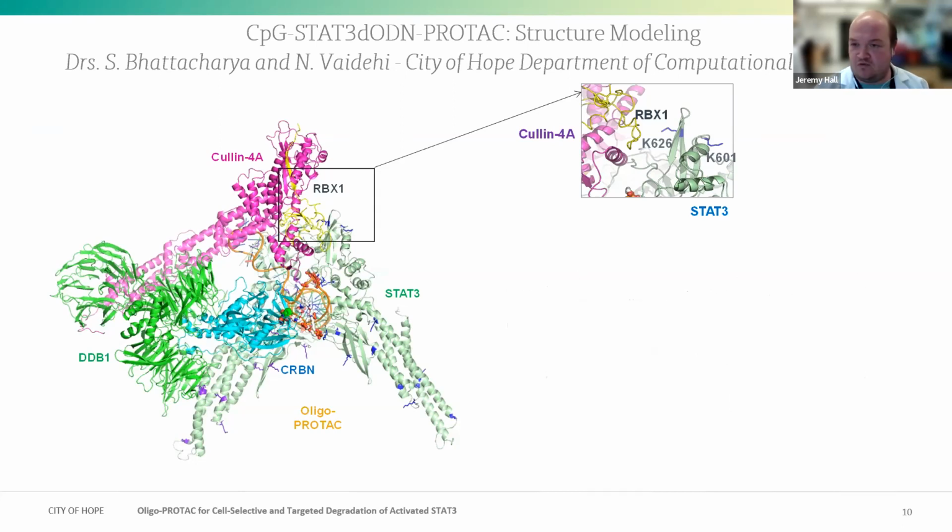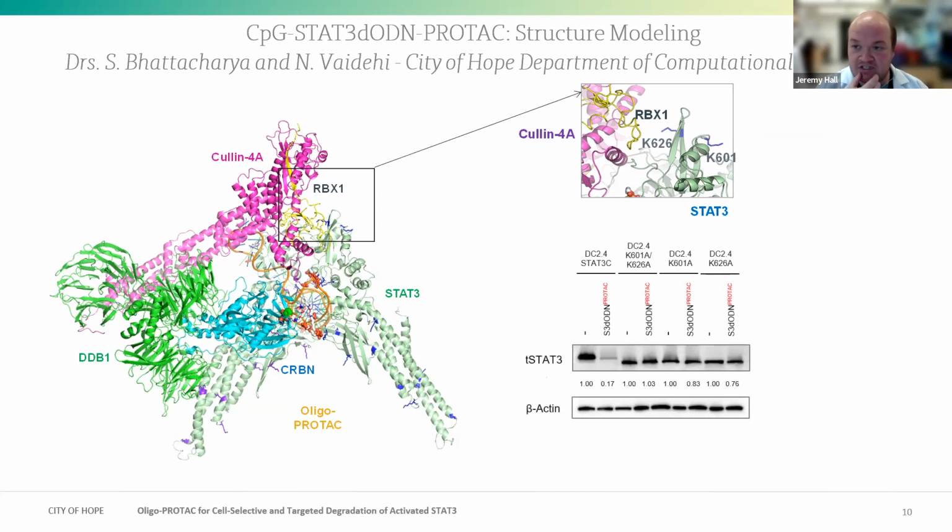And ultimately, the final relative location of RBX1, which would be what actually transfers ubiquitin to those STAT3 lysine residues. And so we found that mutating those residues to alanine actually eliminated the efficacy of the PROTAC. Mutating just one at a time at least reduced it, if not totally eliminating its efficacy. So it at least appears, with this specific PROTAC, that both these particular lysine residues are a critical component in the degradative mechanism here.